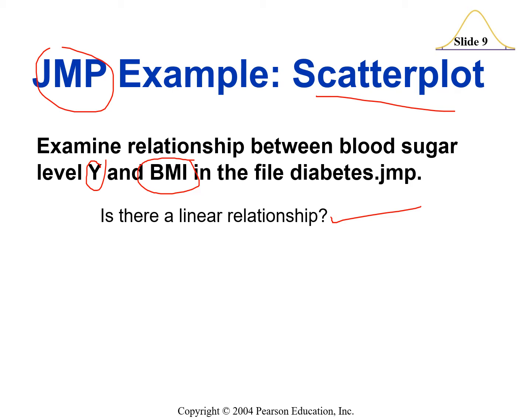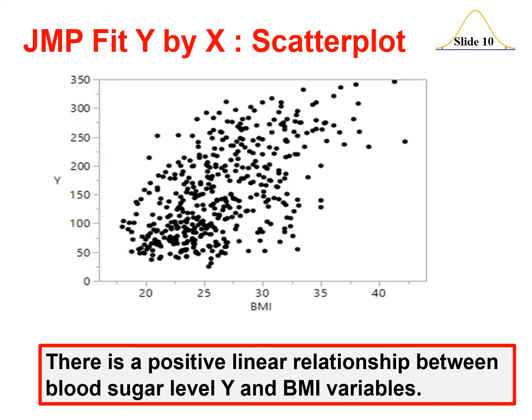Here we have y, which is blood sugar, and body mass index for a sample of patients. We should have paired quantitative variables. Here this is body mass index, and this is y, which is blood sugar, and this is the pattern of relationship between the two variables.